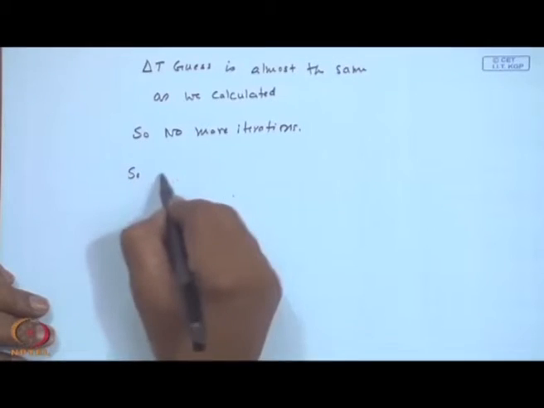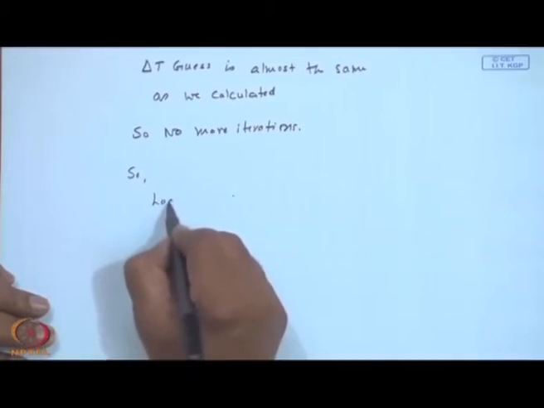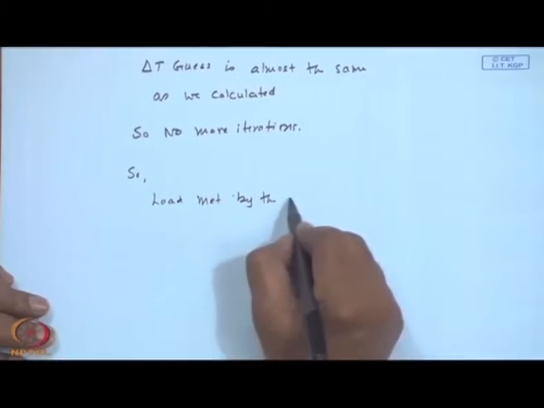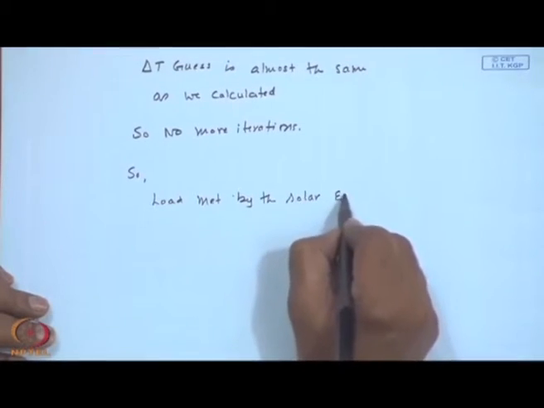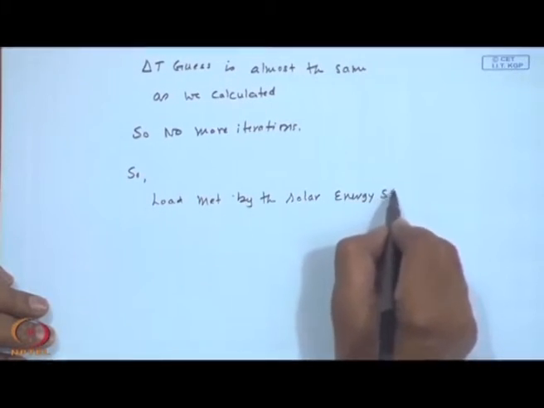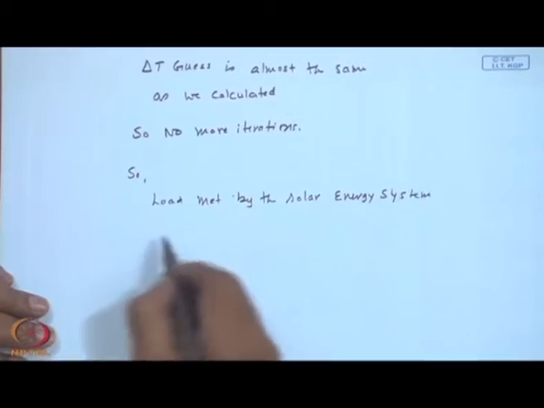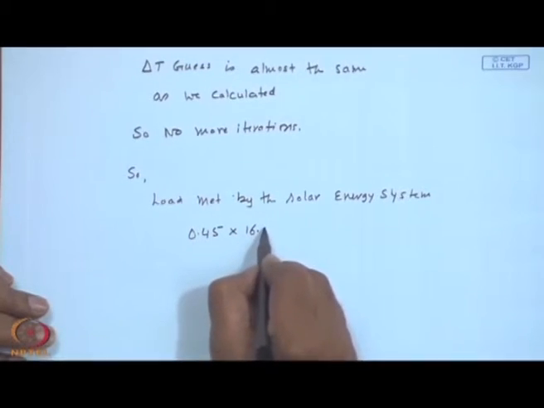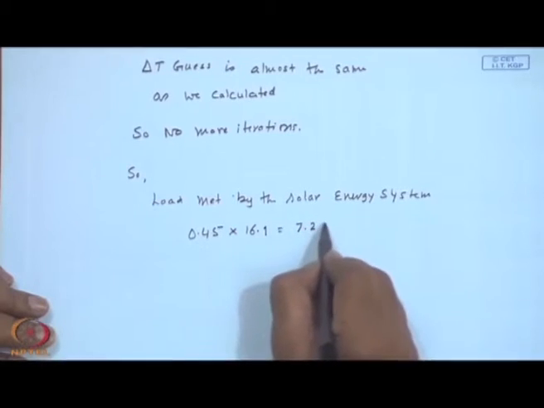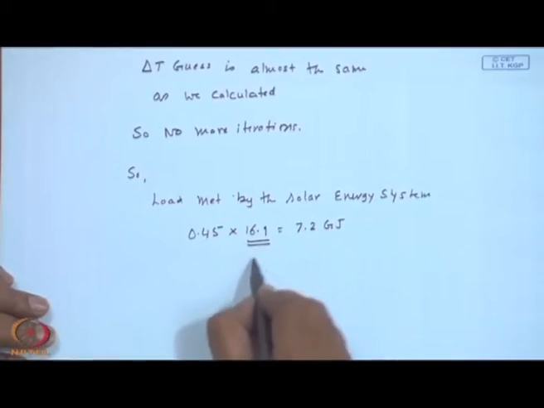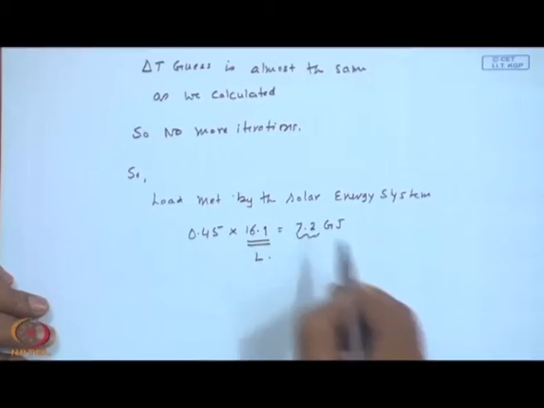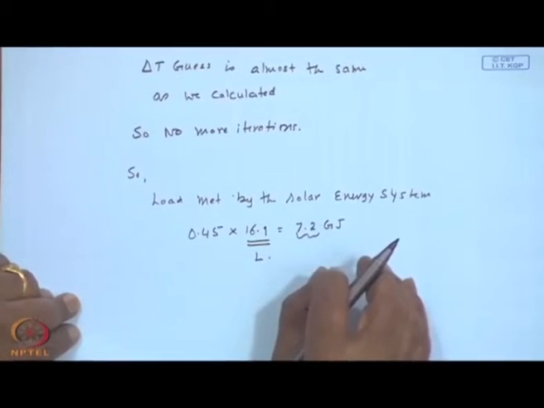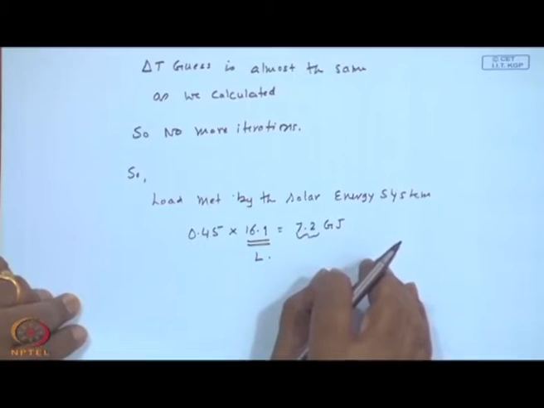So, finally, this load met by the solar energy system is 0.45 times 16.1, equal to 7.2 gigajoules. Once again, this is the original L, because this is the amount of energy that the user is going to feel that it has supplied, not what it lost across the heat exchanger and what it lost through the tank.